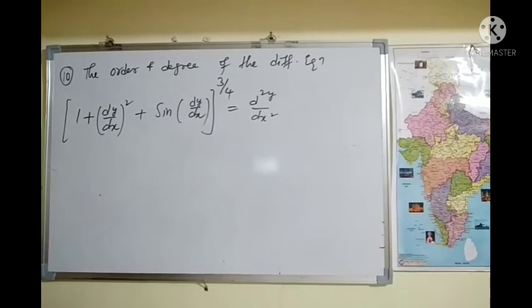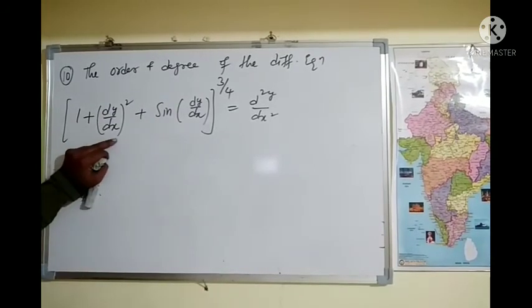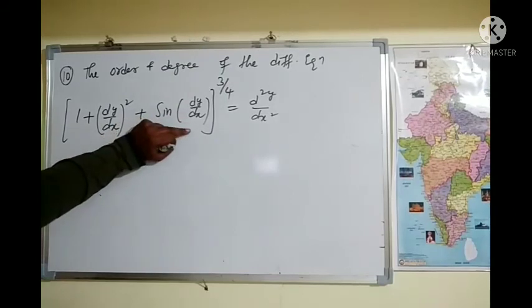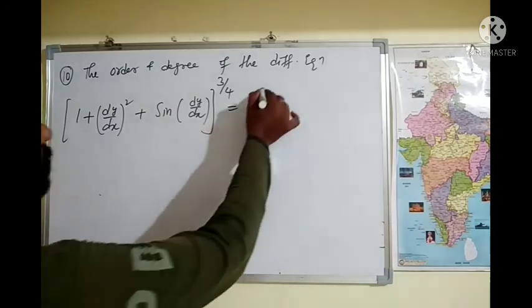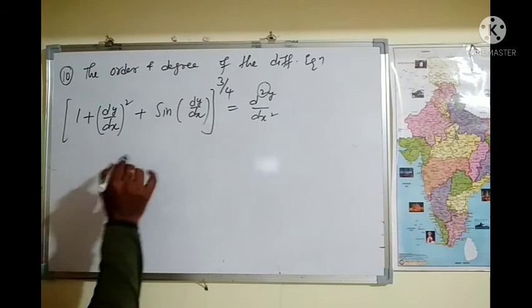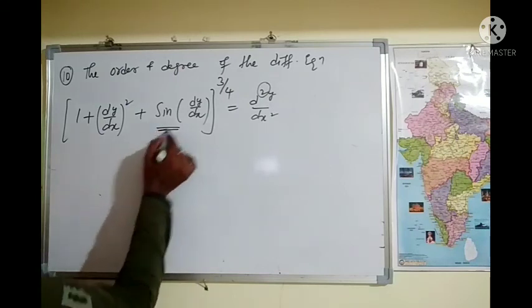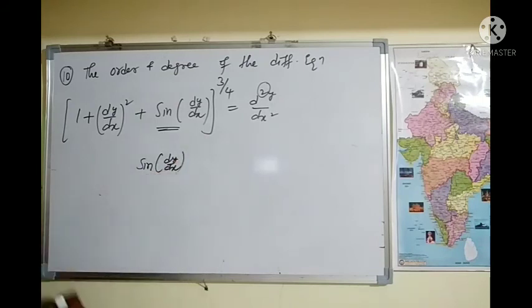See the order and the degree of the differential equation: 1 plus dy by dx whole square plus sine of dy by dx to the power 3 by 4 is d square y by dx square. See here we can define order directly. Highest derivative means order is 2. But for the degree of the differential equation, here we have sine of dy by dx. This is not in polynomial equation form. That's why degree is not defined.